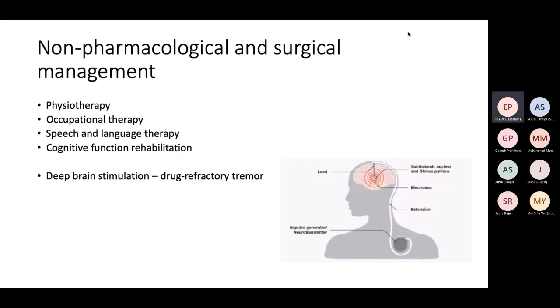Other things that we can do for patients, so we can offer all the holistic things, give them physio, particularly with their shuffling gait, occupational therapy to minimise risk of falling, speech and language therapy, and there's also types of cognitive rehab that we can do for patients. And then particularly in young patients or patients that are refractory to medication, they are starting to do more of this deep brain stimulation, where electrodes are placed in the brain and stimulate the subthalamic nucleus and globus pallidus, and that can really help the symptoms as well.